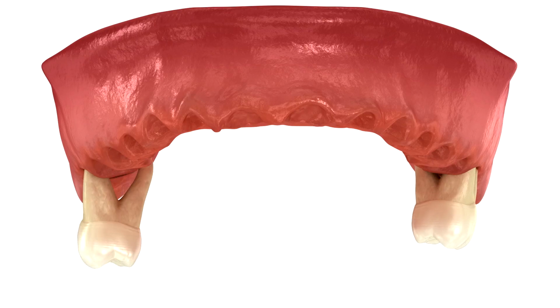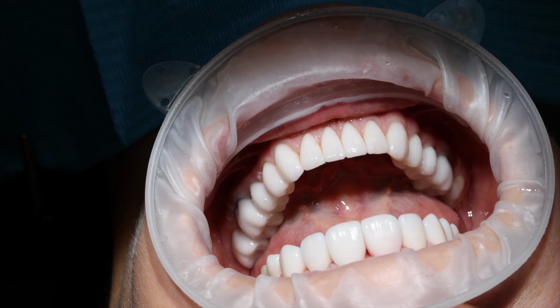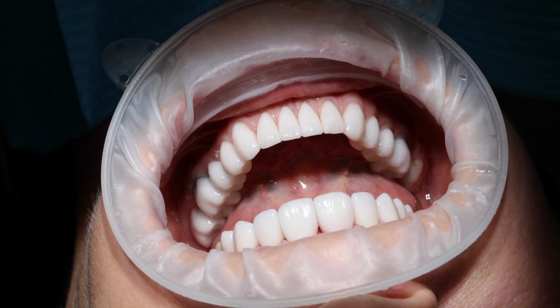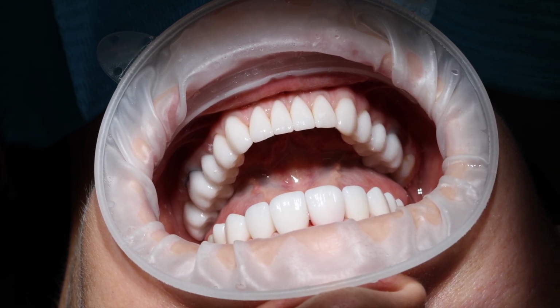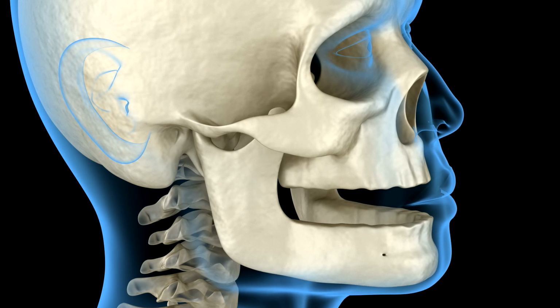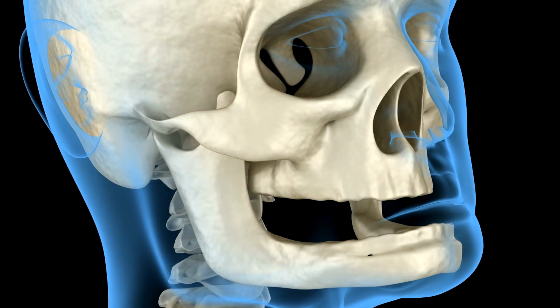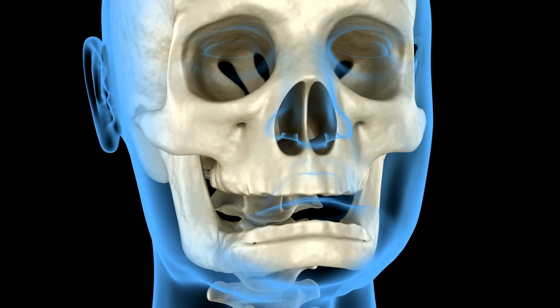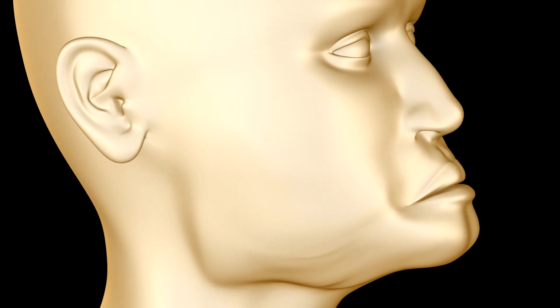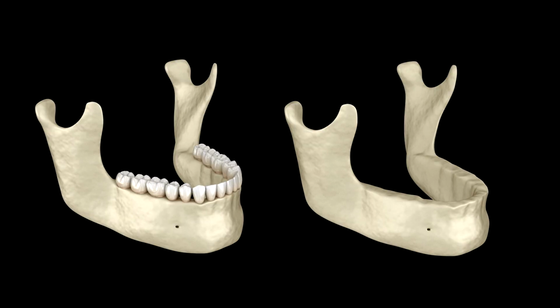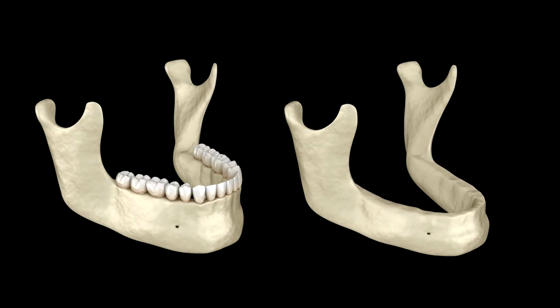Gum inflammation, also known as gingivitis, is one of the most common dental problems. It occurs when plaque and bacteria build up along the gum line, causing redness, swelling, bleeding while brushing or flossing, and bad breath. Left untreated, gingivitis can progress to periodontitis, a more serious gum disease that can lead to tooth loss, bone damage, and chronic oral infections.